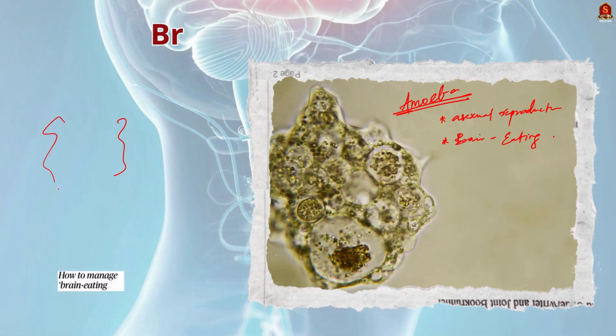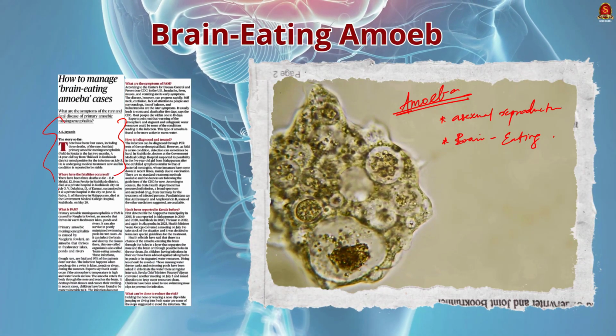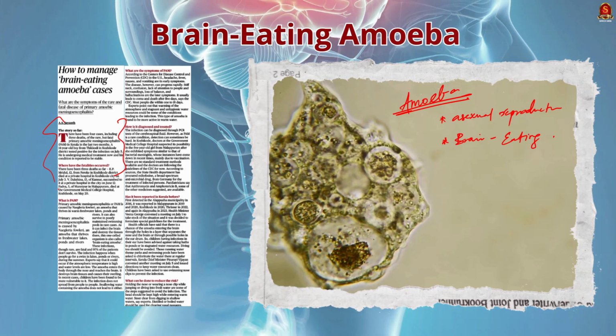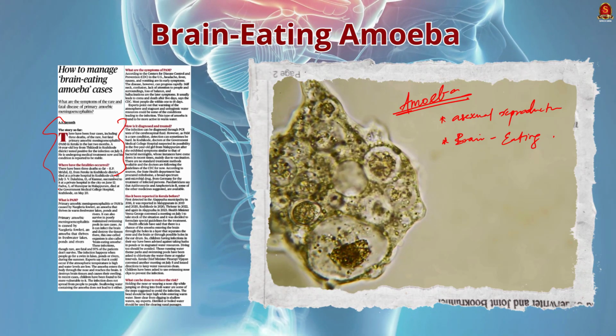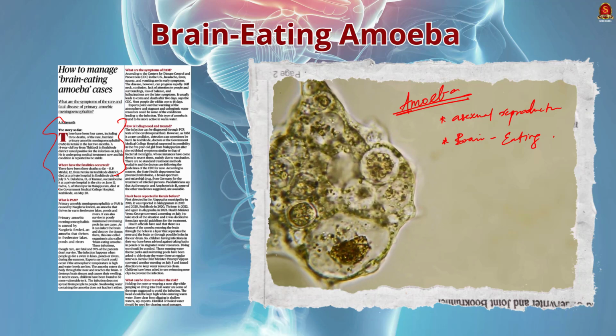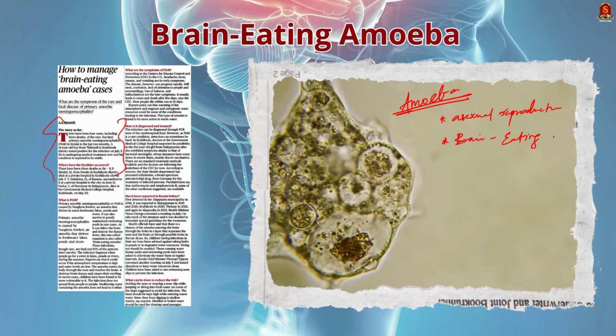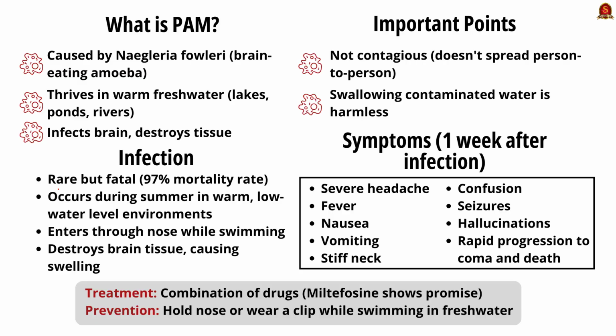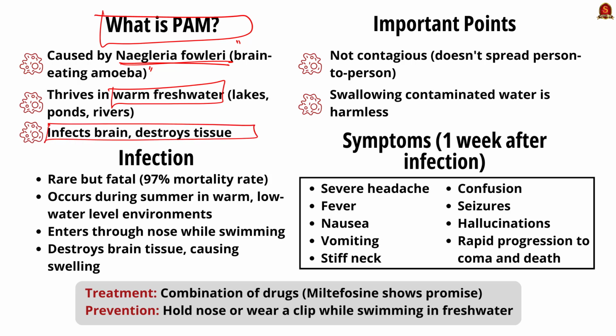UPSC has frequently asked about the more threatening diseases and about the viruses in the preliminary. So, in this regard, this brain-eating amoeba becomes very important for the 2025 preliminary. So, let's start with what is amoebic meningoencephalitis. See, primary amoebic meningoencephalitis or PAM is caused by Naegleria fowleri, an amoeba that thrives in warm freshwater lakes, ponds, rivers. It can infect the brain and destroy the tissues present in it. This one-celled organism is called the brain-eating amoeba.